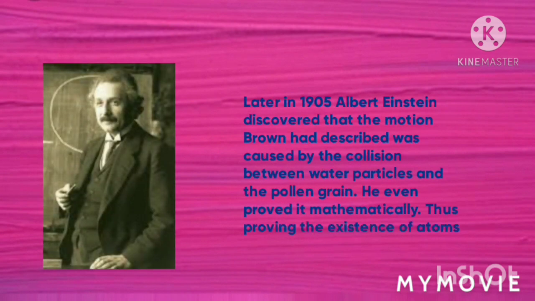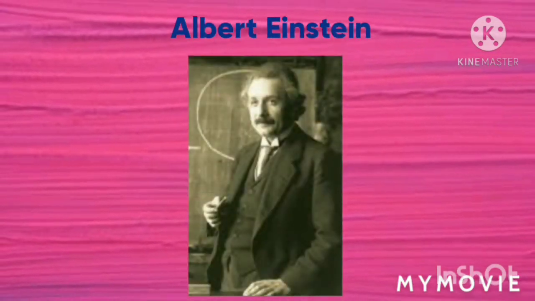Later, in 1905, Albert Einstein discovered that the motion Brown had described was caused by the collision between water particles and the pollen grain. He even proved it mathematically, thus proving that there are small particles all around us and further supporting the idea of atoms.